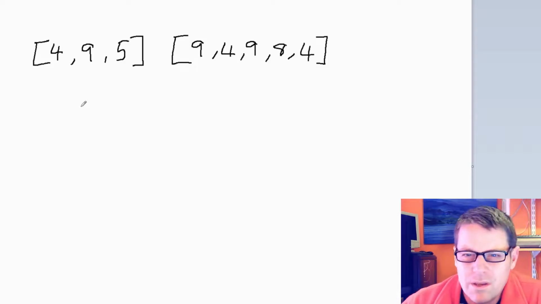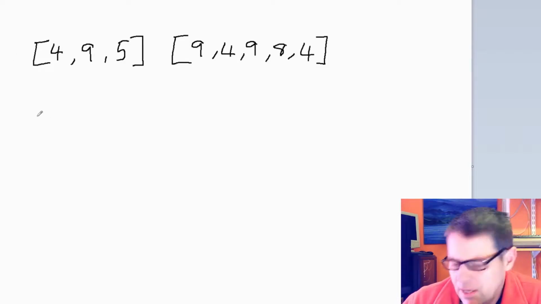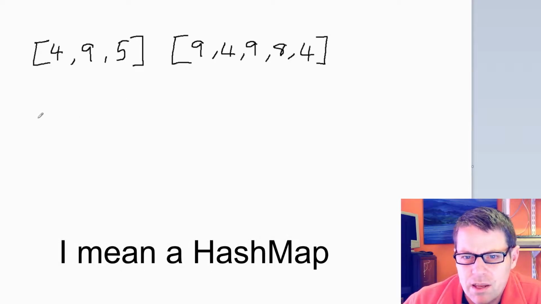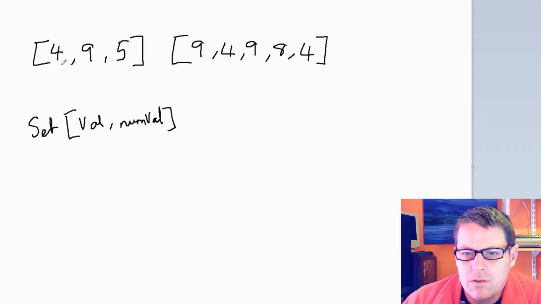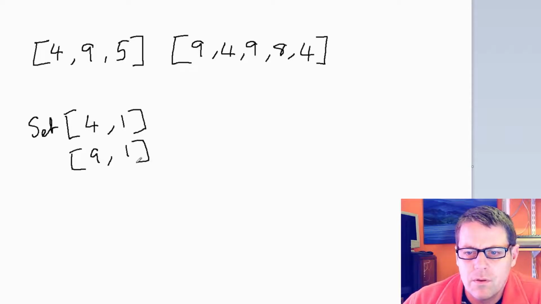I think what I can do is make a hash set for each array, and the hash set is going to contain the value and the number of times we've seen the value. So in this case we're going to have 4 that we've seen once, and then 9 that we see once, and then 5 that we see once.